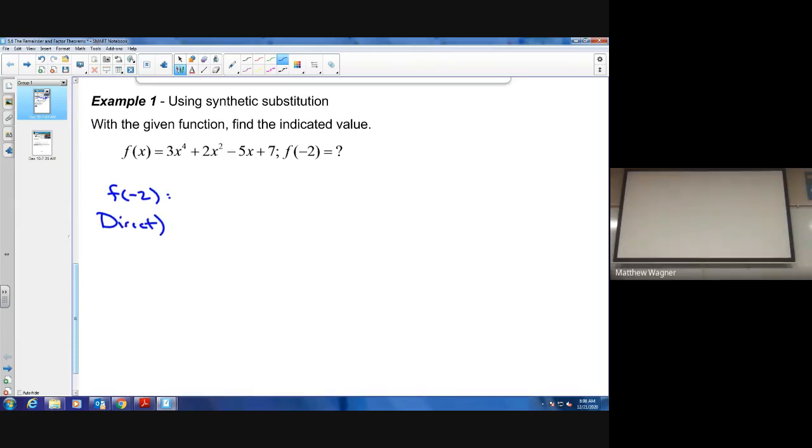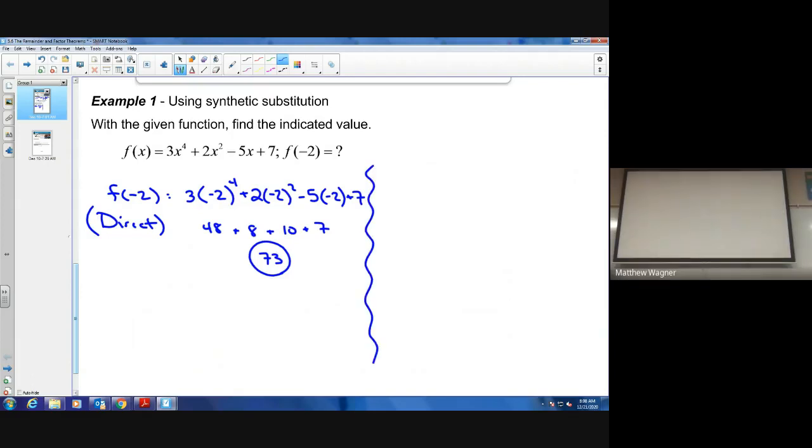So first things first, we're going to find f of -2, and we're going to do it directly. How we do it directly, we plug it in. So we have 3 times -2 to the 4th plus 2 times -2 squared minus 5 times -2 plus 7. All right, so we wind up with -2 to the 4th, which is 16, times 3 is 48, 2 times 4 is 8, -5 times -2 is 10, and then 7, so we have 56, 66. We wind up with the function's value at -2 is 73.